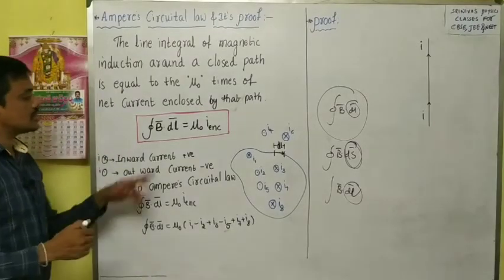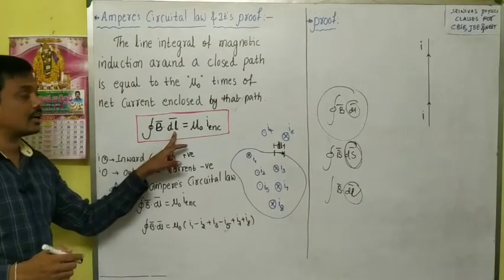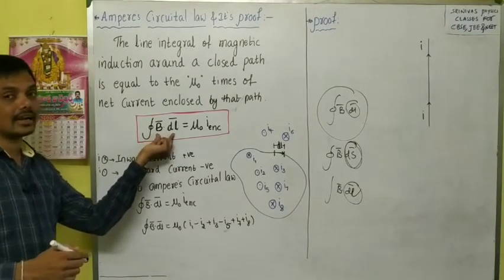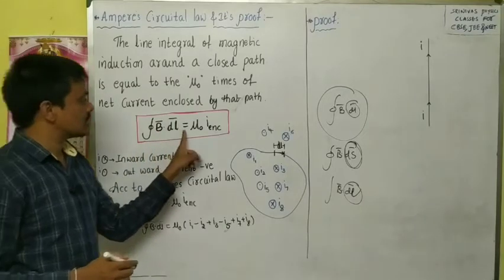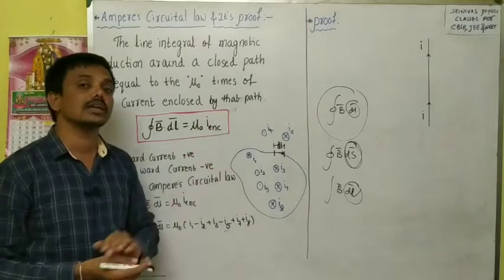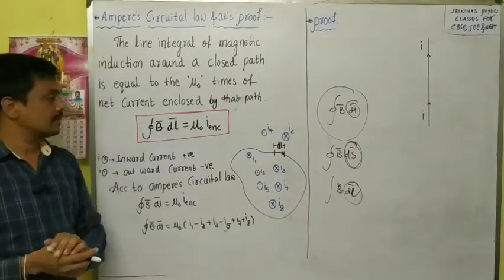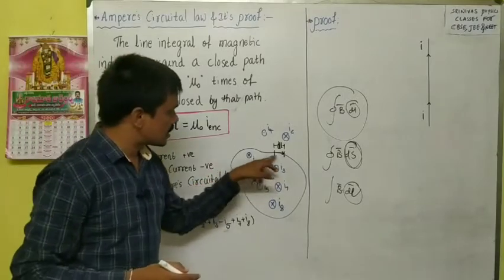Now this is the line integral of magnetic induction. The integration of B bar dot dl bar, the line integral of magnetic induction, is equal to mu naught times the current enclosed in that path. What is that? I will explain. Let us consider this is a closed path.